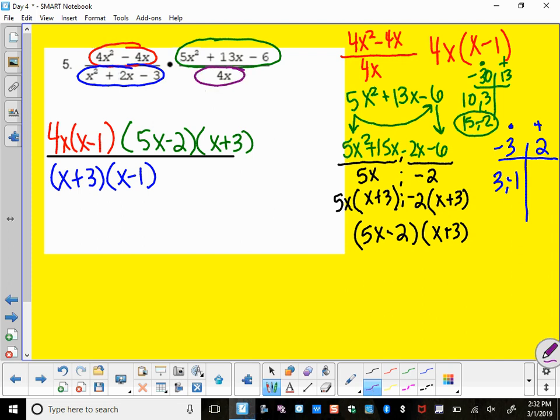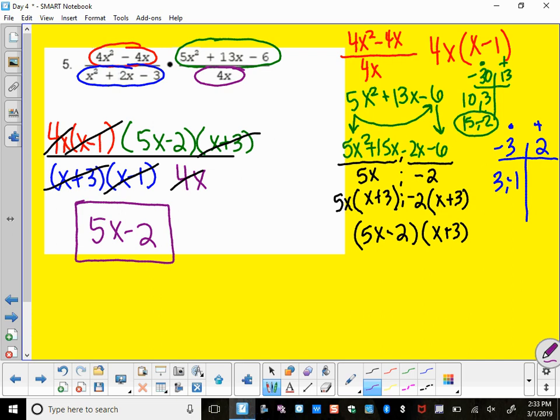This last 4x here, I can just write again. There's nothing else to do with it. So now, what can I cancel out? X plus 3 and x plus 3 can go, and 4x and 4x can go because we're just multiplying, and x minus 1. So we did all that work, and what's my final answer? 5x minus 2. Is that always the case? No, I don't know. We have to solve it and find out.